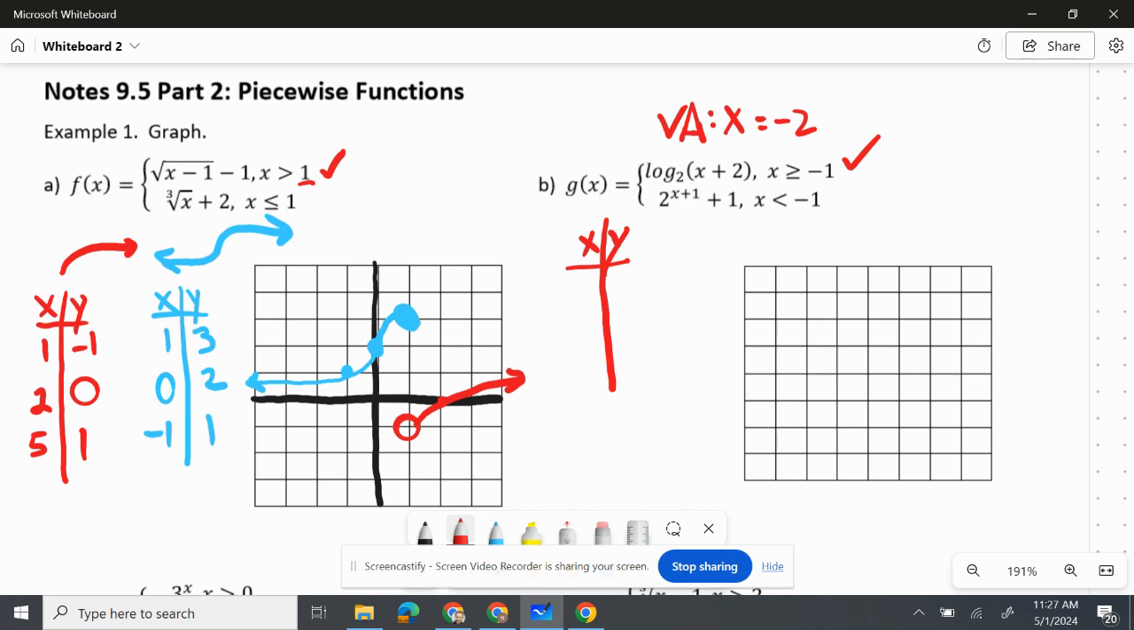I'm going to plug in a negative 1. And when I plug in a negative 1, I have negative 1 plus 2, which is 1, and the log of 1 is always 0. The next number that I want for a logarithm is the base number. So what gives me a 2 is a 0. 0 plus 2 is 2. And when the bases are the same, it becomes 1.